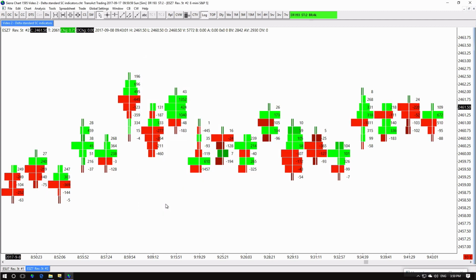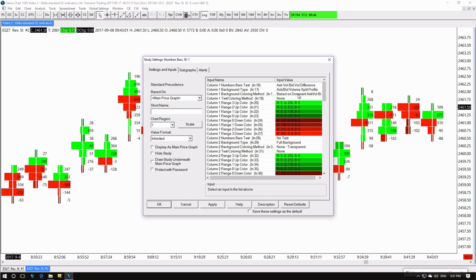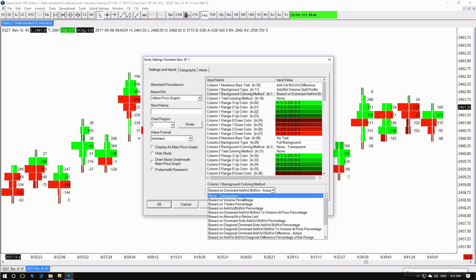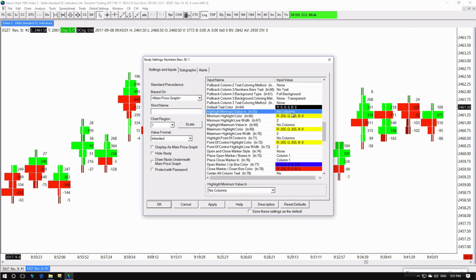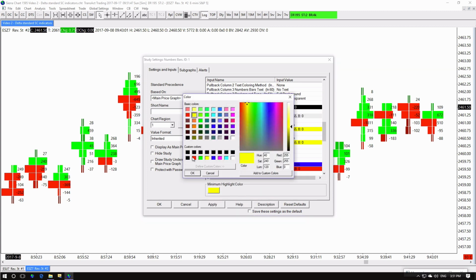So let's examine a few standout points, and we'll concentrate on the maximum and the minimum delta values within the bar. In other words, the prices where the most buying and the most selling occurred. We can ask Sierra Chart to highlight the maximum and minimum values in each column within the numbers bar settings.